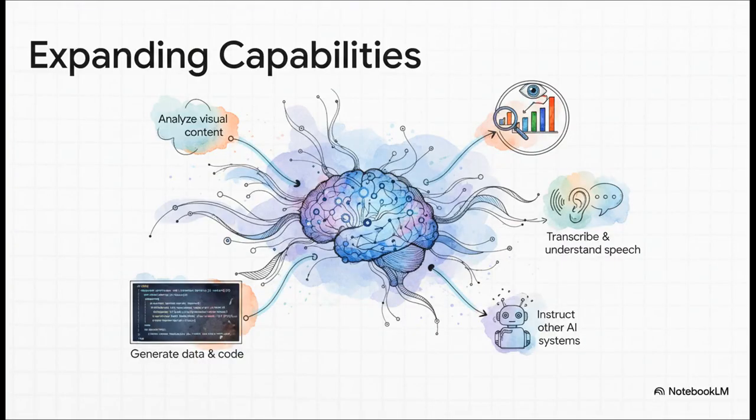So what does that actually mean, multimodal? It means they can now see. They can look at a photo or complex chart and tell you what's going on. It means they can hear. They can transcribe and understand audio. They're writing code, organizing data, and even telling other AIs what to do. They're starting to experience the world with more than just one sense, a lot more like we do.